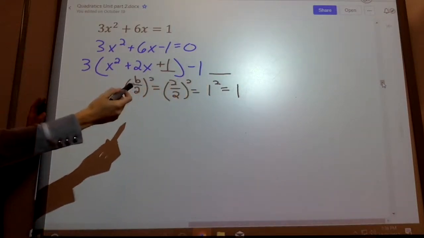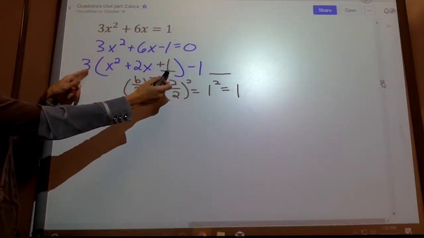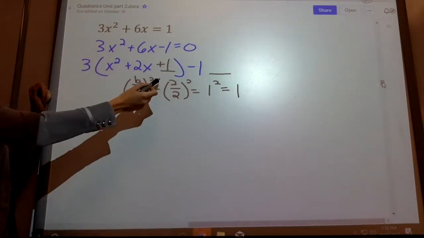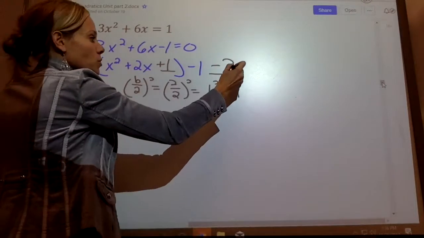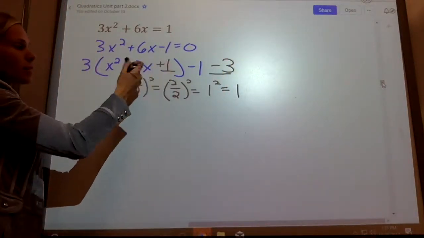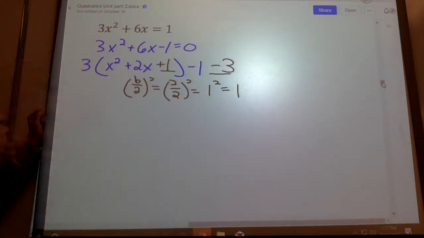Subtract what? 3, because I'm really adding a 3 because of this 3 here. This 1 is getting multiplied by 3 because it's in the parentheses. So I'm really adding a 3, so I would subtract a 3. You've got to be careful. If you're putting a number inside the parentheses, you have to think, what is it getting multiplied by? That's what I'm really adding in.